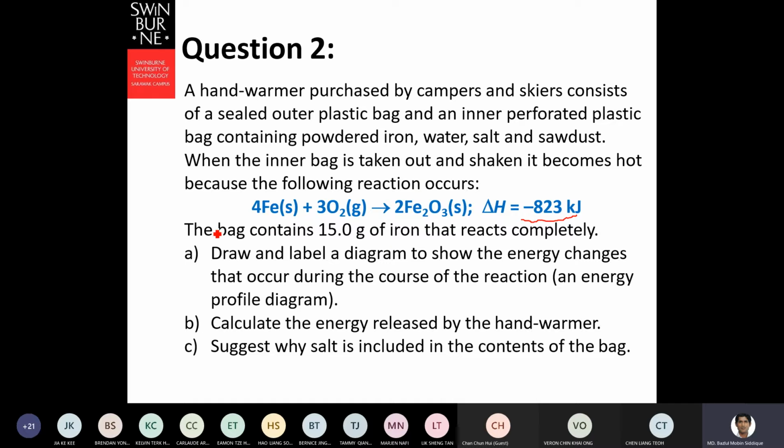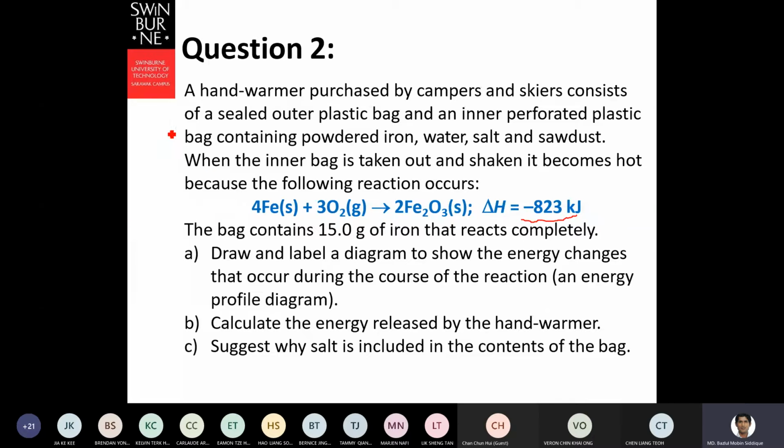So can anybody tell me whether it is exothermic or endothermic? Gabriel, yes, exothermic, because, thank you. It shows that you are listening, and I hope all of you are listening. So this is an exothermic reaction because, first, the sign is negative, and also it is a hand warmer, so it will produce heat.